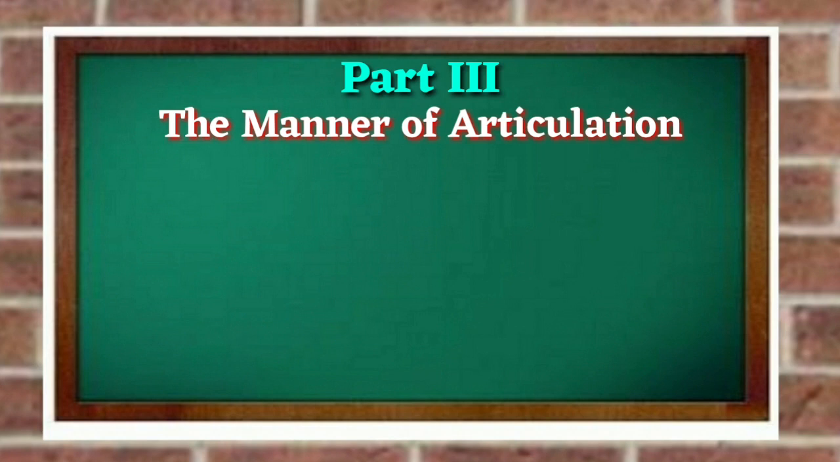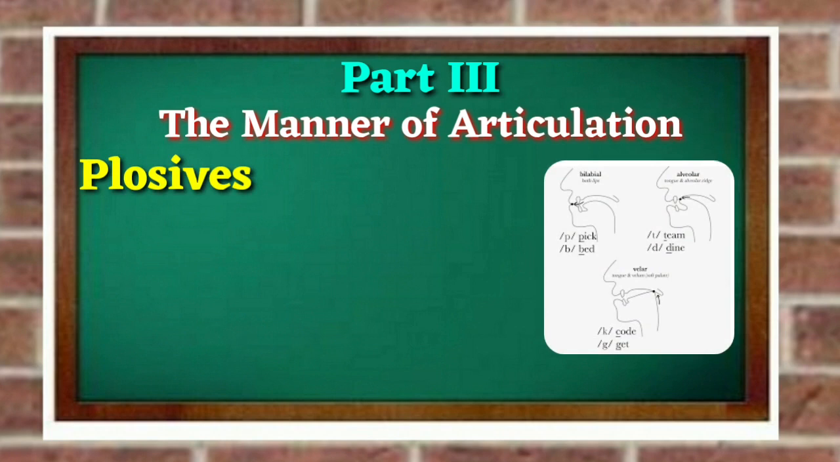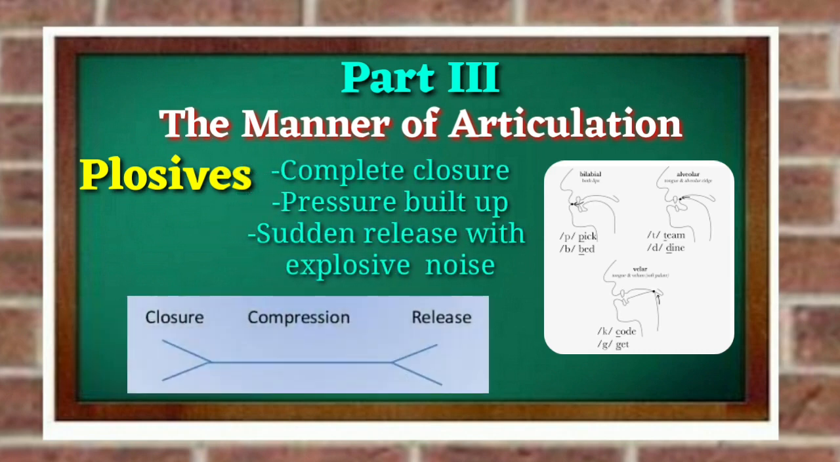The first manner of articulation is called plosives. Friends, it involves a structure of complete closure. There are 3 processes. Complete closure is there. Then, as a result of it, air pressure is built up behind the closure, and the closure is then suddenly removed. Due to the sudden removal of the closure, it causes a blocked air escape with some explosive noise.